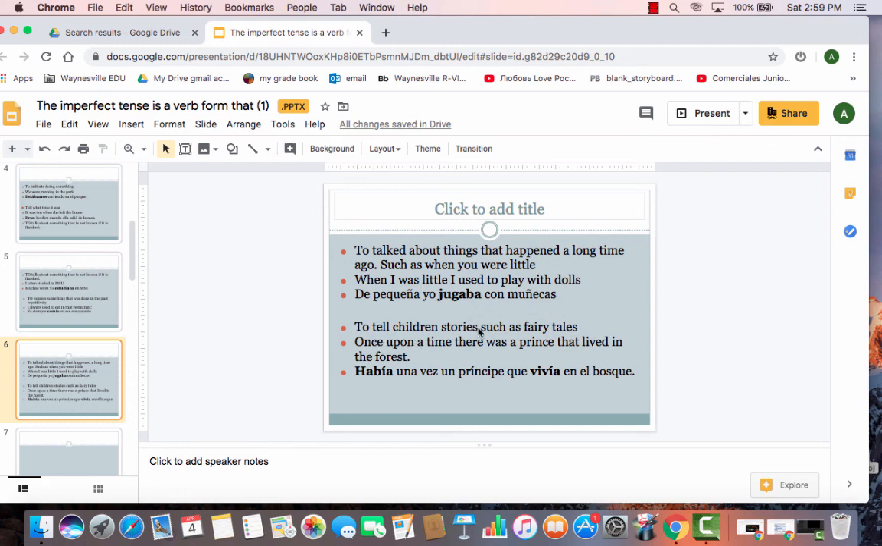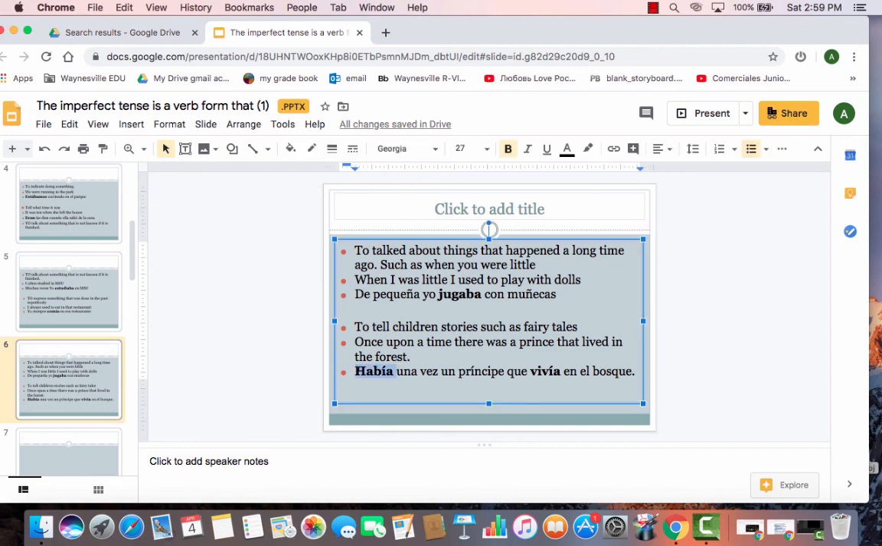To tell children's stories such as fairy tales. Once upon a time, there was a prince that lived in the forest. Había una vez un príncipe que vivía en el bosque. Here we have the verb haber conjugated in the imperfect, and the verb vivir, here also conjugated in the imperfect. And basically, this is a small summary of when to use the imperfect when you want to talk about all these things.